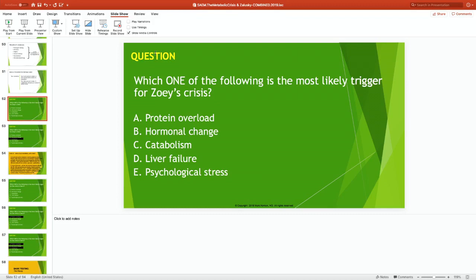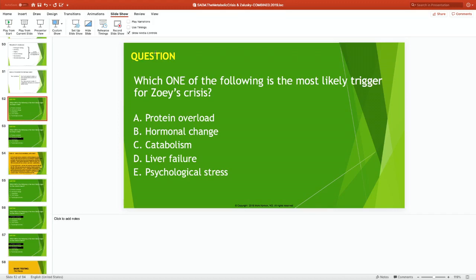So which one of the following is the most likely trigger for Zoe's crisis? Is it A, protein overload? Is it B, hormonal change? Is it C, catabolism? Is it D, liver failure? Or is it E, psychological stress? And I don't know why we're not showing it up there.